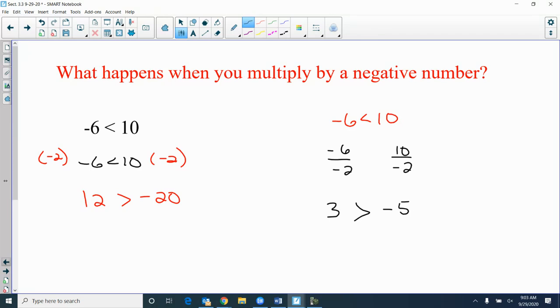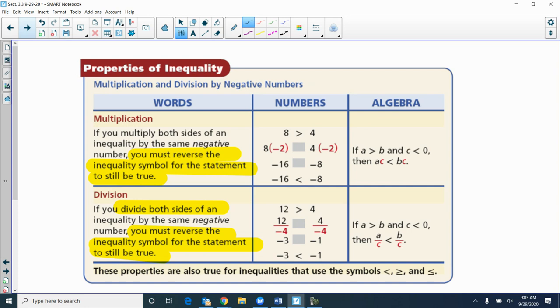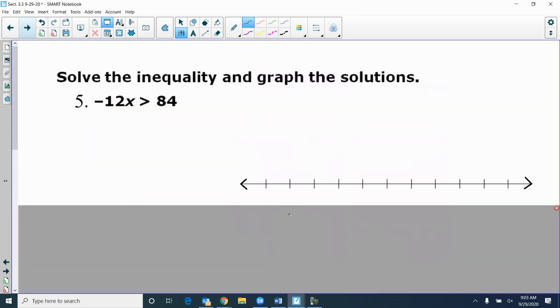3 is not less than -5. So how does that show up in the problems we're going to be doing? All right, so take a look right here. -12x is greater than 84. Okay, follow your rules. What do I divide by? I divide by -12. If I divide both sides by a negative number, that gives me x. I must flip that sign to make it true.